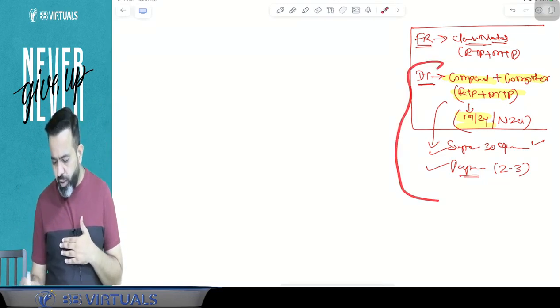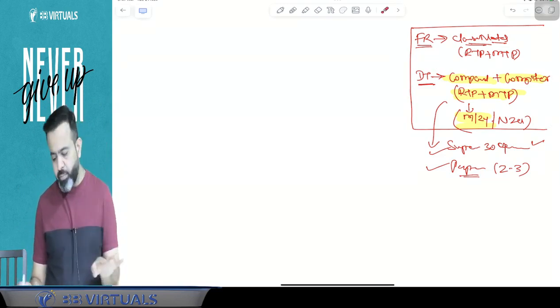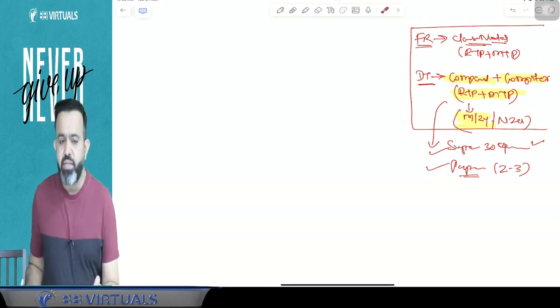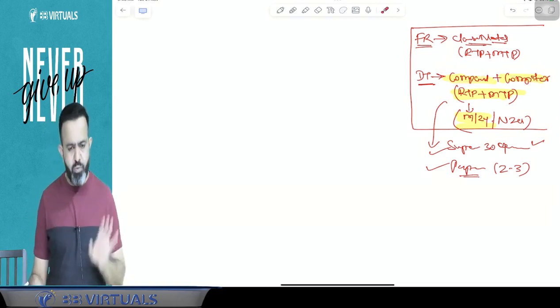So guys, for direct tax, you have to follow this material. That is sufficient enough. Compact and Compiler are enough. Is Compact enough? The answer is yes. In Compact, guys, we have covered everything, so don't worry about that.